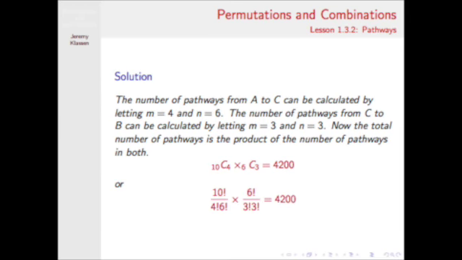Or, as I've suggested before, we might approach both of these as if they were permutations. And so the first grid would be 10 factorial over 4 factorial, 6 factorial. And the second grid would be 6 factorial over 3 factorial, 3 factorial. When we multiply those together, once again, we get 4,200.